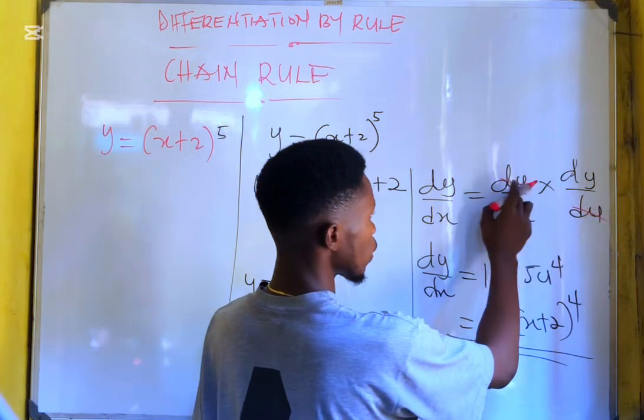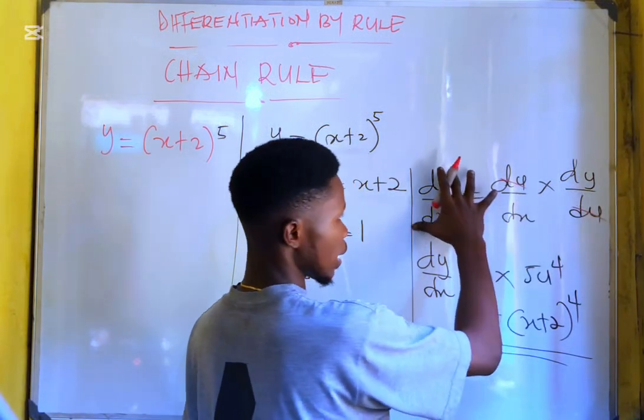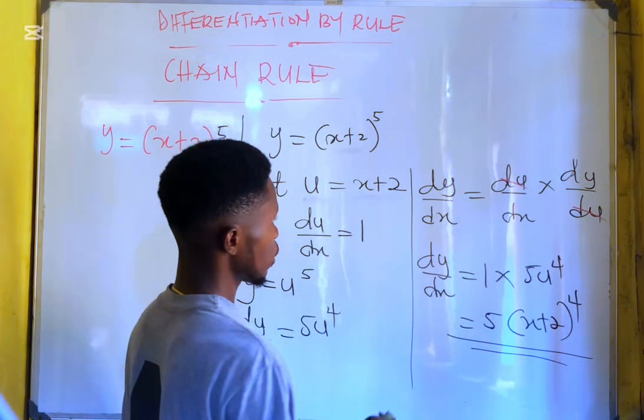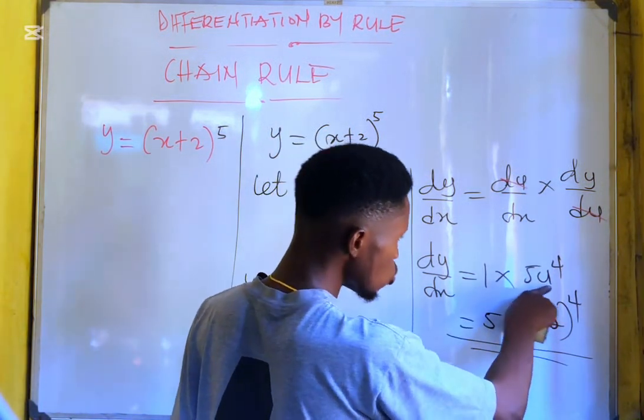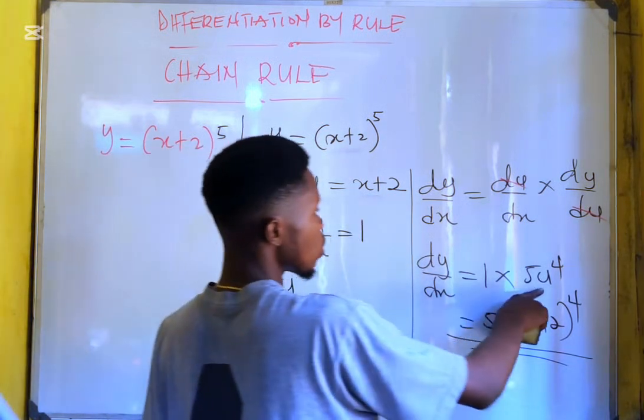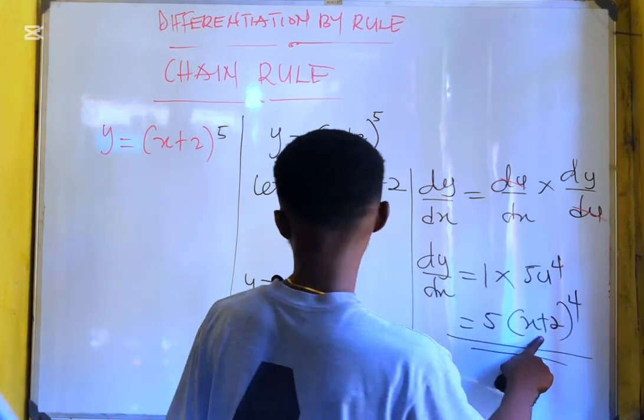If you finish and you don't have anything to cancel to get what is here, then something is wrong with your answer. Okay. Now when you do the multiplication, you see this u here, you come back to this place. So we call it back substitution, and you put it there, then you get your final answer.